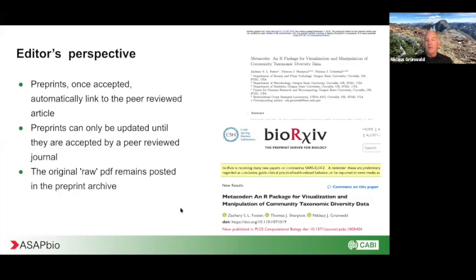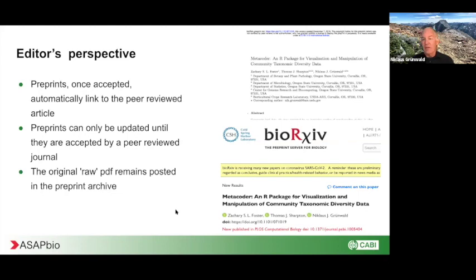Once a preprint is accepted in a peer-reviewed journal, the archives automatically link, and I show here a paper, and at the bottom right, you see that bioRxiv linked this to the respective PLOS journal. So these become one entity. And bioRxiv still houses the last version of the PDF manuscript that was submitted to bioRxiv.